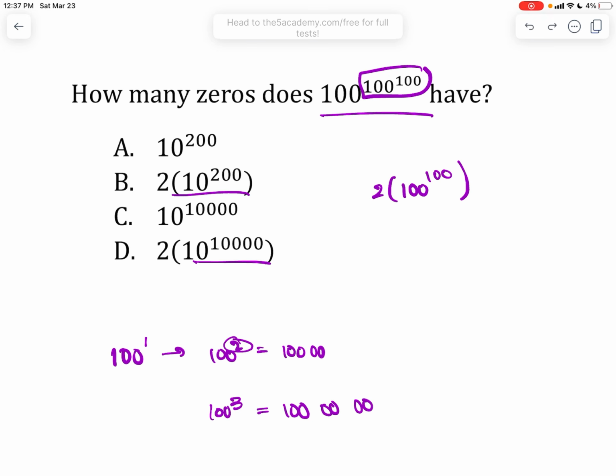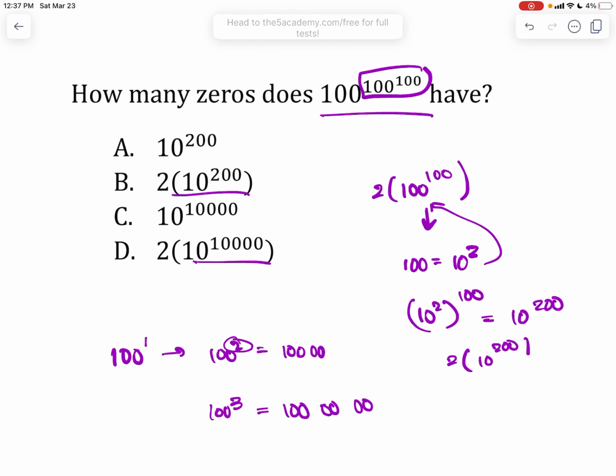so let's just take this, right? This little part in parentheses. 10 to... So 100 is equal to 10 to the second, right? If I just replace 100 with 10 to the second, take that to 100, I end up getting 10 to the 200. So it's going to have a number of zeros that's equal to 2 times 10 to the 200. That's that right there, okay?